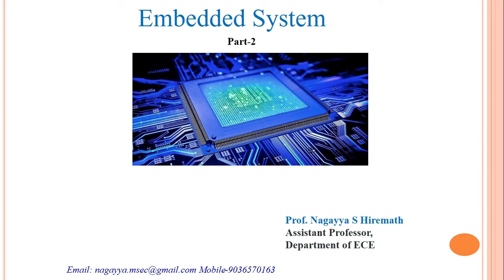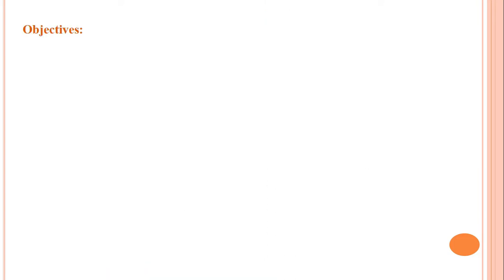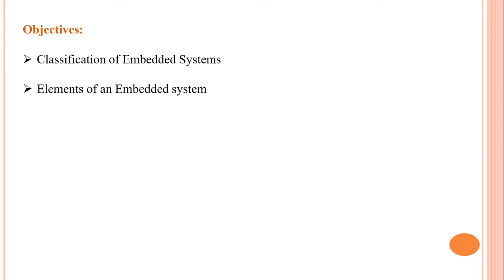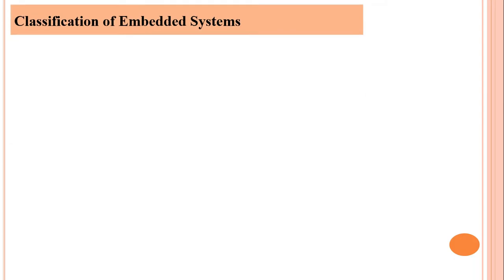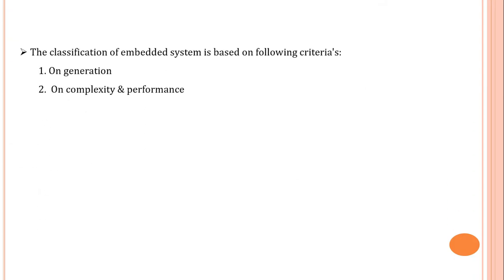So in the previous part, that is part 1, we discussed what is embedded system, what are the examples of embedded system, and also we discussed the comparison between general purpose computing system with embedded system. In this part 2, we are going to discuss the main objectives, that is classification of embedded system, then elements of an embedded system, the core of the embedded system. First, we'll move on to the classification of embedded system.